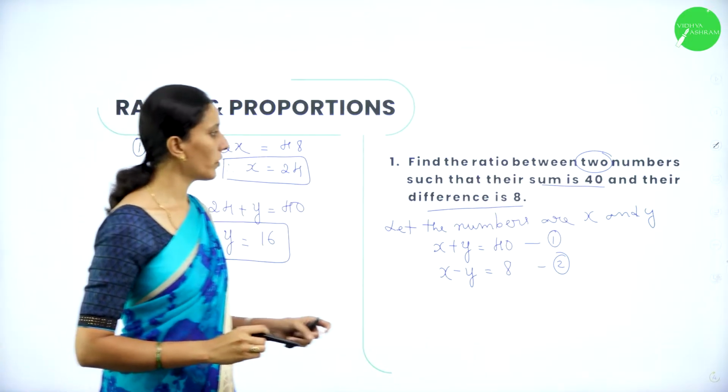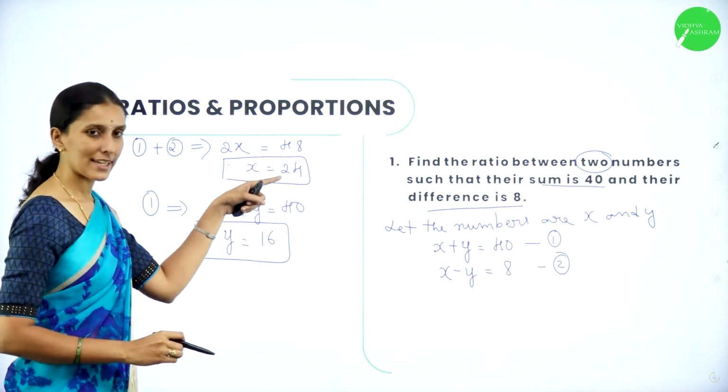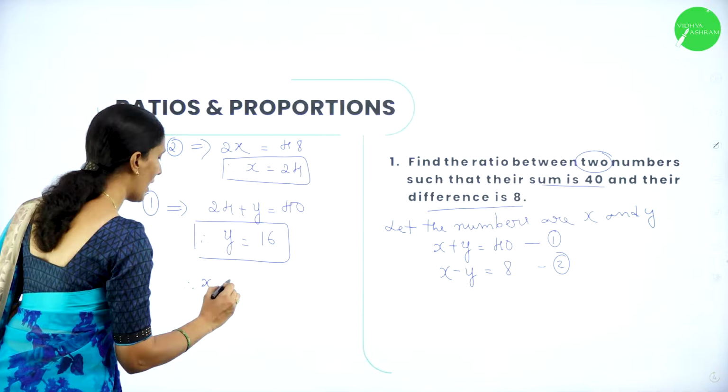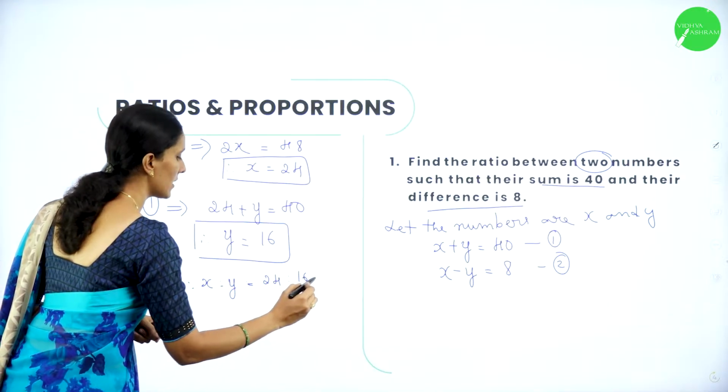They have told you to write the two numbers in terms of ratio. I have got x as 24 and y as 16. So therefore, x is to y is equal to 24 is to 16.